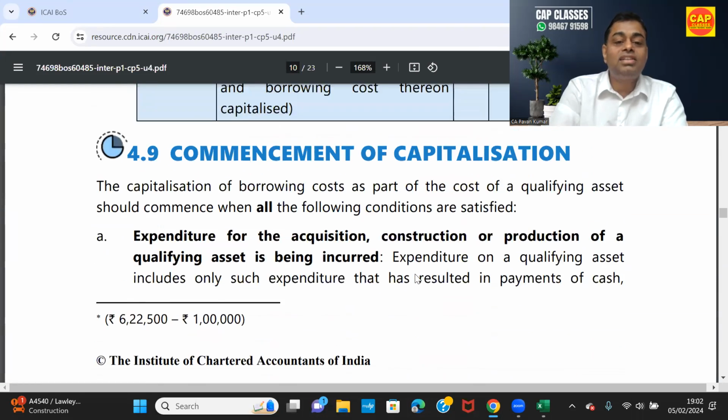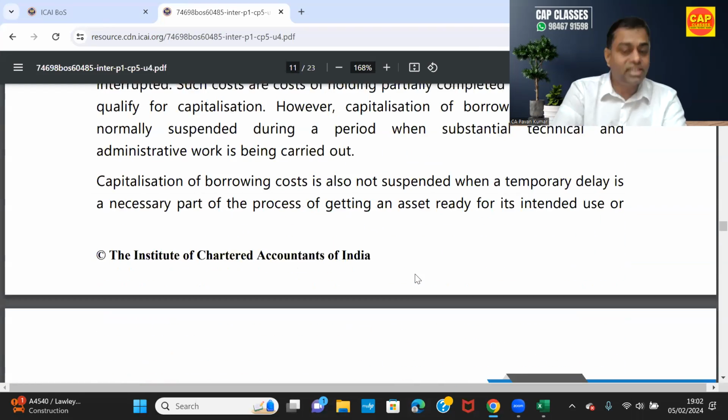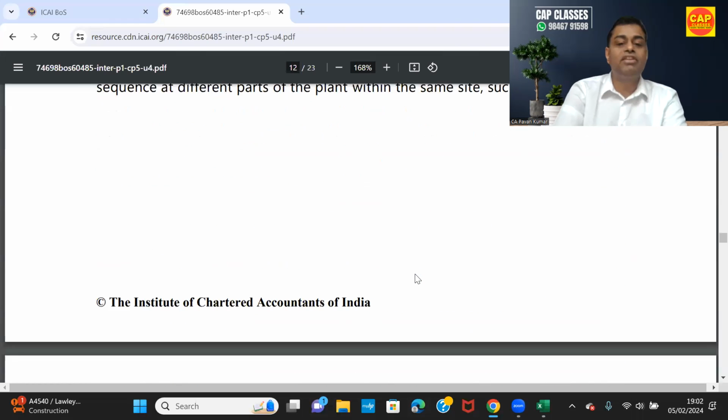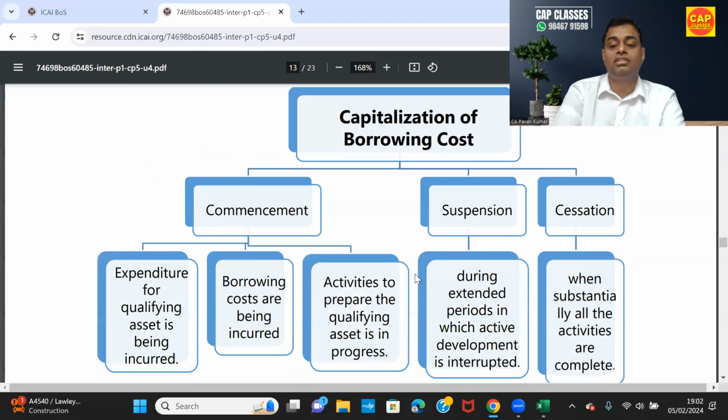Then they are saying commencement of capitalization, then suspension of capitalization, then cessation of capitalization. What are all these things? Don't worry. Simple. You can understand it from here. Okay, so Devika, can you read this out? Read this aloud.